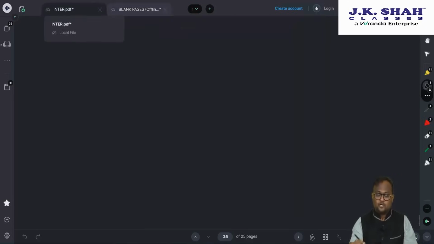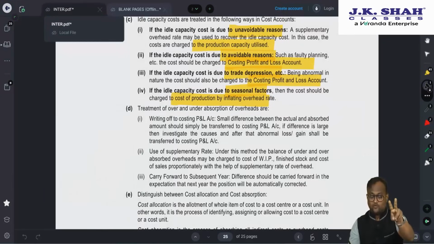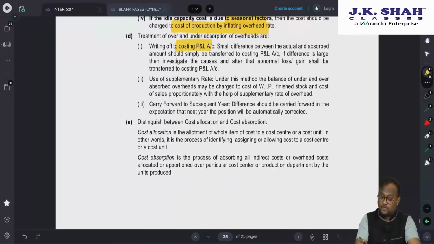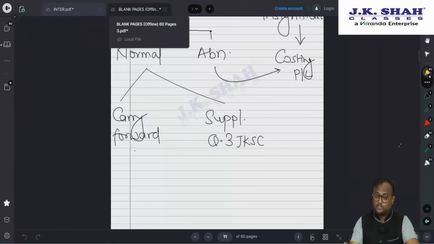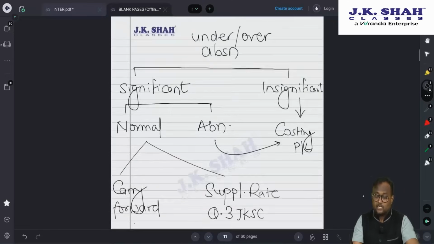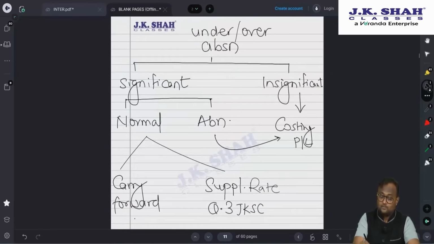So what is the treatment of under absorption? Either costing P&L, or carry forward, or supplementary rate. See, costing P&L, supplementary rate, carry forward to the subsequent year. You can copy this chart if you want. I have already given you this chart in detail in absorption costing. You can get it from there. Everything is mentioned in detail.